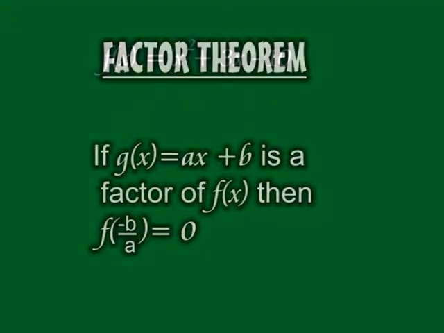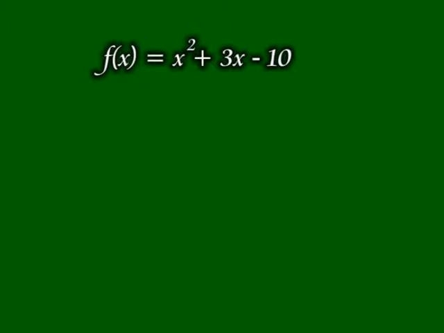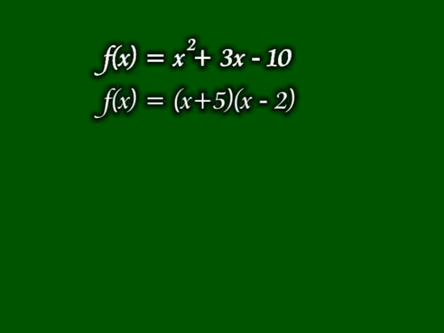Let's say f(x) = x² + 3x - 10. I know that x² + 3x - 10 = (x + 5)(x - 2). Hence, x + 5 and x - 2 are factors. Let us test this using the factor theorem.